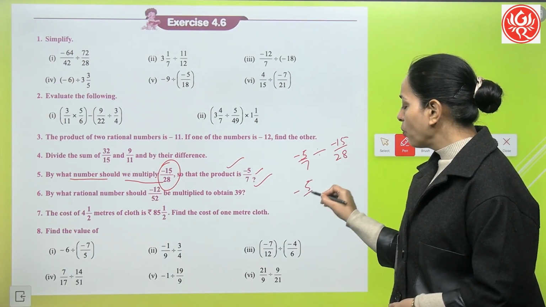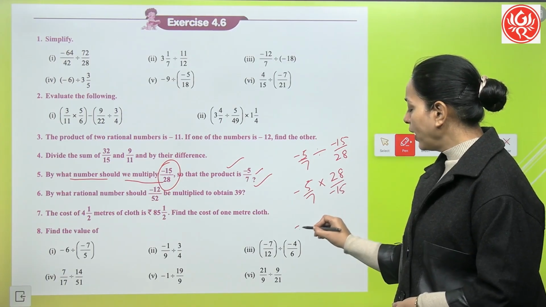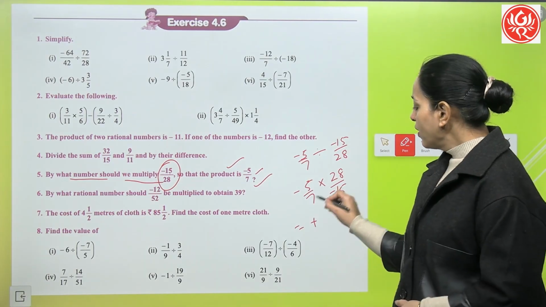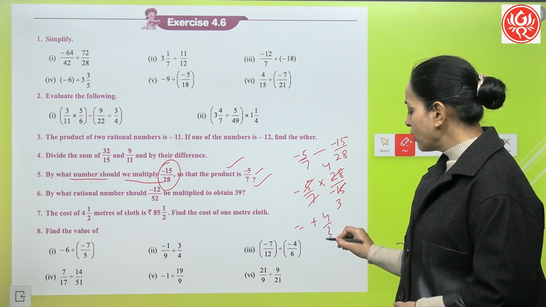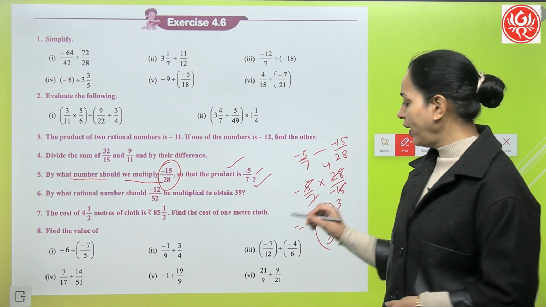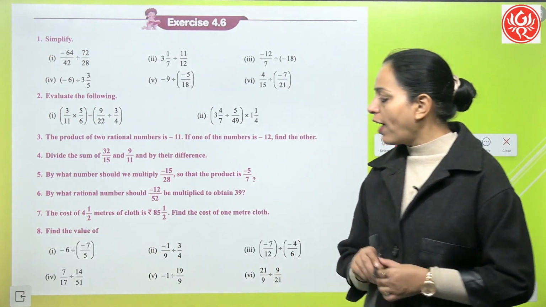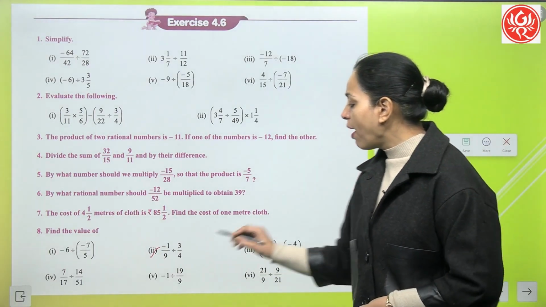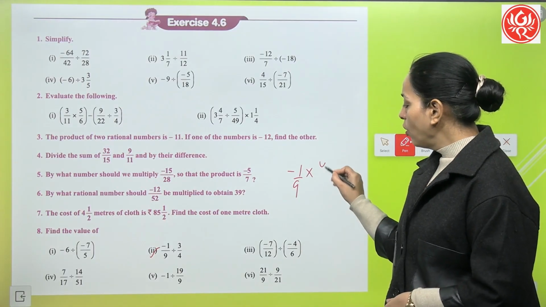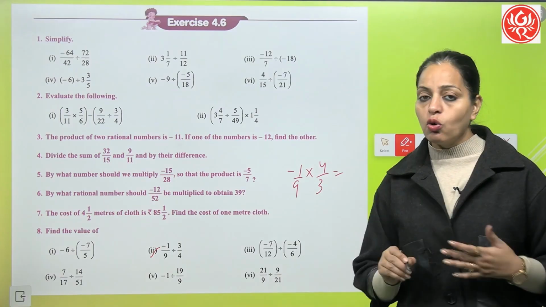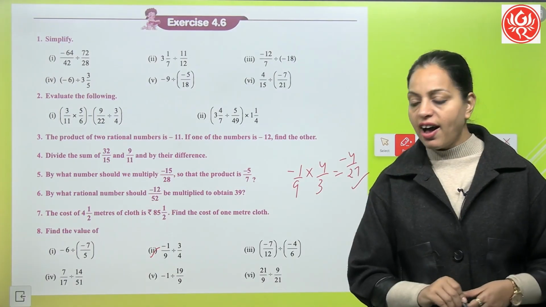So minus 5 upon 7 into 28 upon minus 15. Both are negative, the answer will be positive. Cut the numbers. 7 4s are, 5 3s are. So answer is 4 upon 3. Right? Similarly, you can try remaining parts. Now here the 8th question, find the value of, second part, minus 1 upon 9 divided by 3 by 4. So into 4 by 3. Now there is no cancellation. So minus 4 upon 27 is the answer.